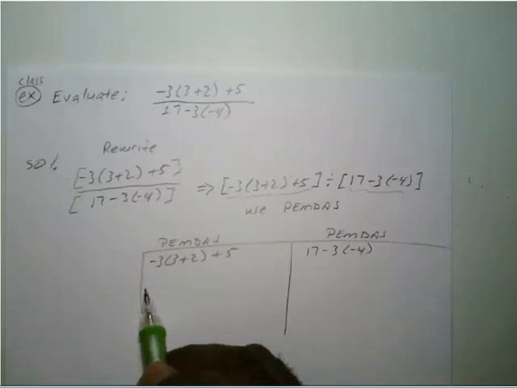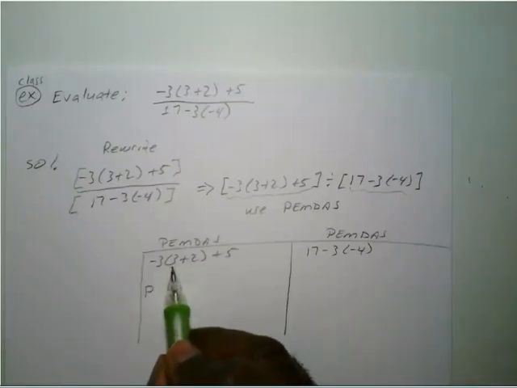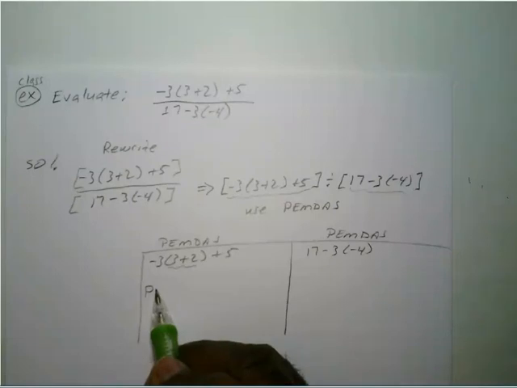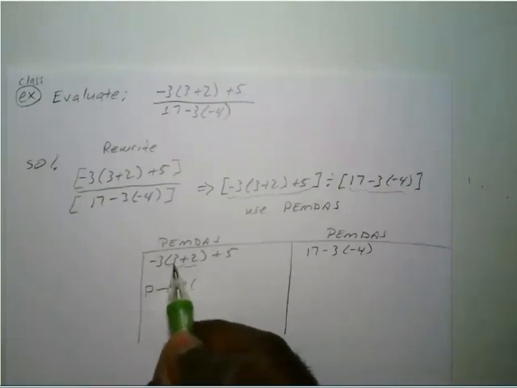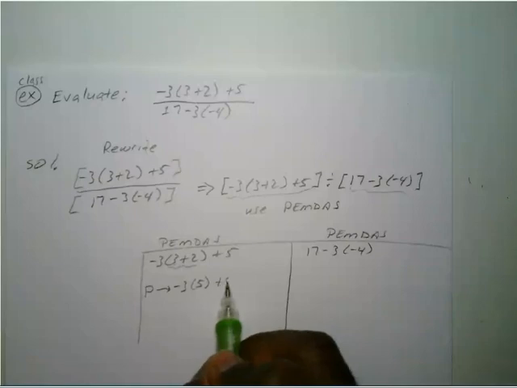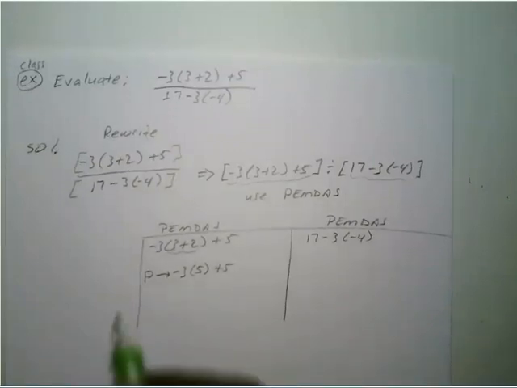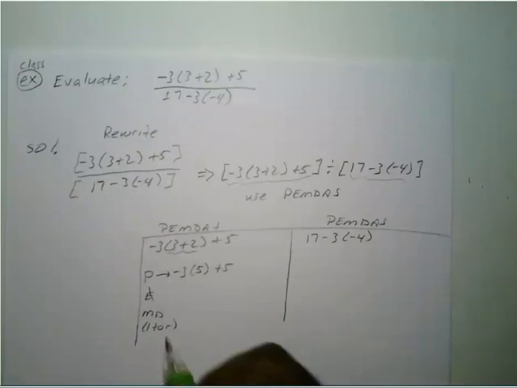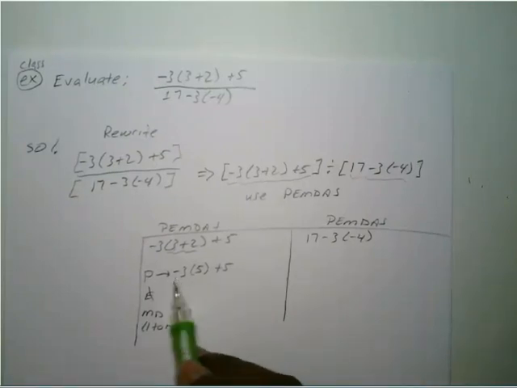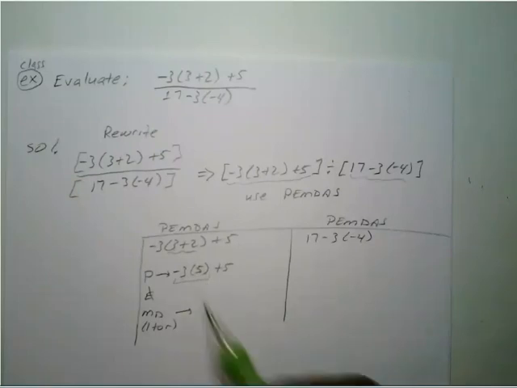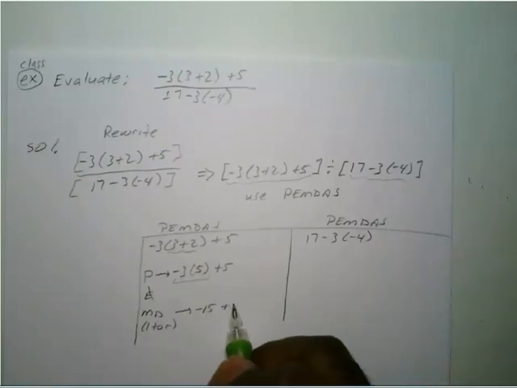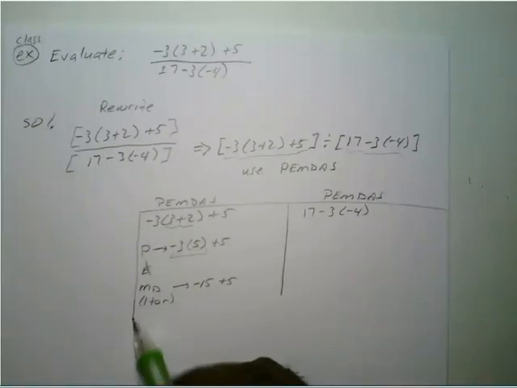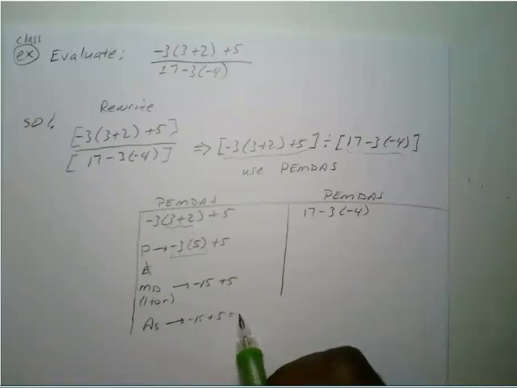Okay, so here, first thing you do is solve any parentheses in here, which is 3 plus 2. So this becomes negative 3 times 3 plus 2, which is 5, plus 5. Okay, so you have any exponent, so you can cross that out. You have your multiplication or division, again from left to right, which is right here. So you have negative 3 times 5, which is negative 15, plus 5. Then you have your adding and subtracting. Negative 15 plus 5 is negative 10.